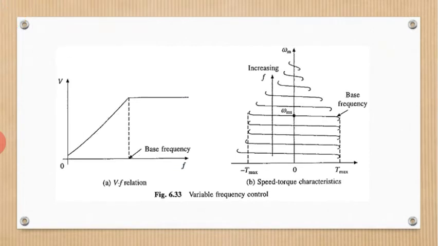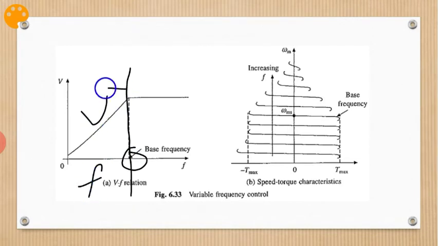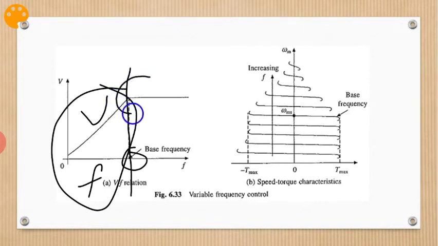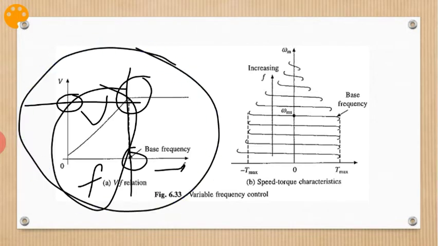Once again I will show you. Below the base frequency, or up to the base frequency, we are varying the voltage and frequency, V by F. This is the first point, please note it. And the second important point is, above the base frequency, the voltage is kept constant and frequency is varied. I hope this is the voltage and frequency relation.